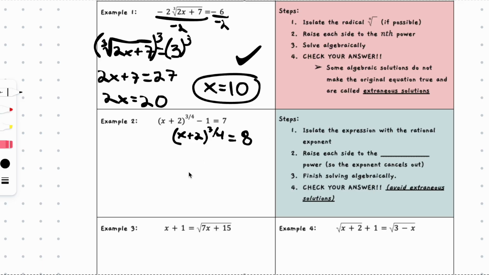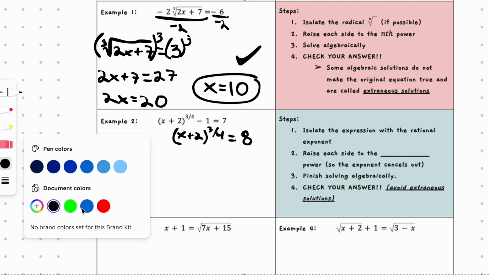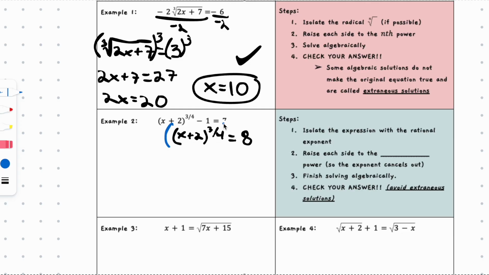At this point, what we want to do is raise both sides to the 4/3 power. While we're doing that, let me write this in first. The reason we're raising both sides to the 4/3 power is that we want to raise each side to the reciprocal power, so that the exponents cancel out.